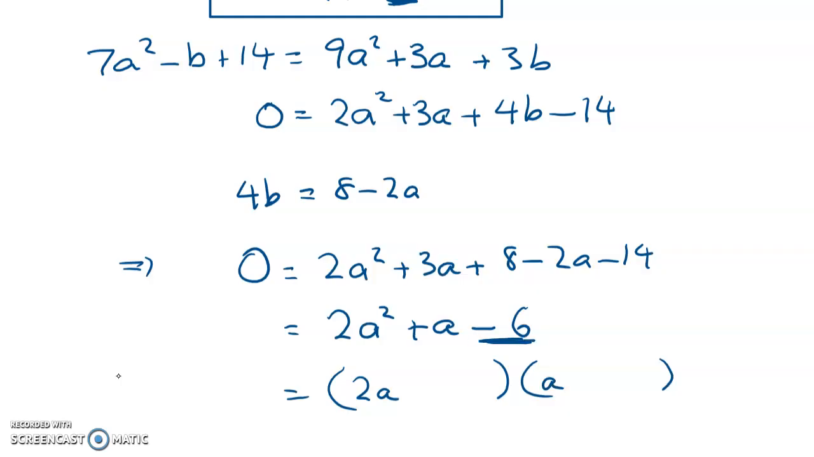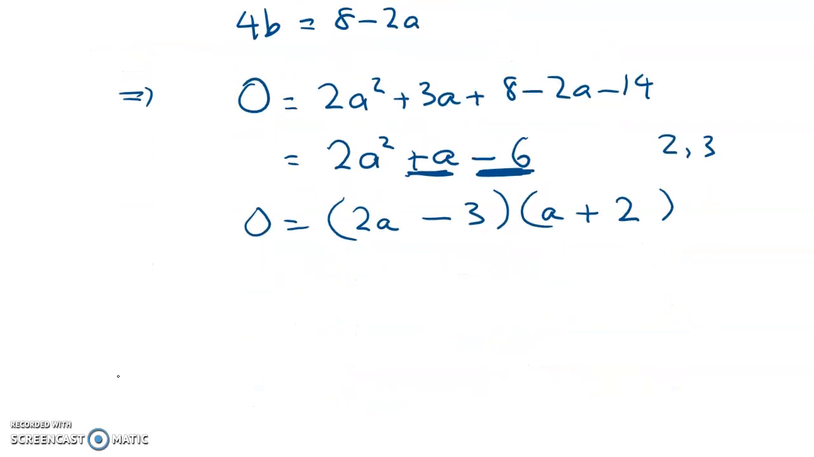Now we want two numbers that are going to multiply to negative 6. You could do grouping on it, but I think most of you should be able to see that if we use 2 and 3, and we stick the 2 here and the 3 here, we're going to get a gap of 1, and we want it to be a plus a, so it's going to be the plus here and the minus here. So that's going to give me two values for a. Just make sure that you're not doing this on your calculator. You will miss all of the method marks if you are.